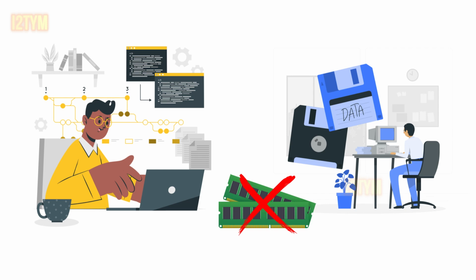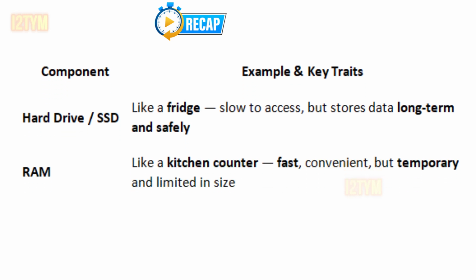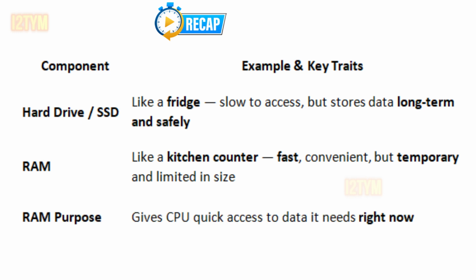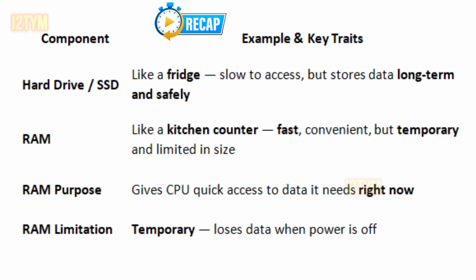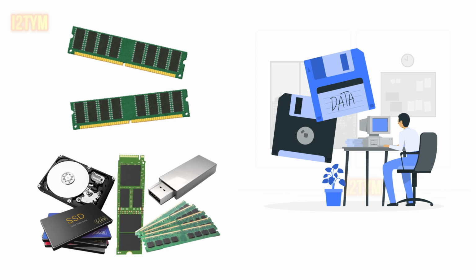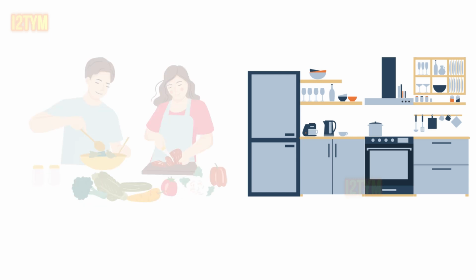So, to sum it up, the fridge is like your permanent storage, slower to access, but keeps everything safe long-term. The kitchen counter is like RAM, fast and convenient workspace, but temporary and limited in size. RAM's purpose is to give the CPU a quick way to access data it needs right now. RAM is temporary because it needs power to keep data, so when the computer shuts down, everything in RAM disappears. That's why having enough RAM is important. It's like having a bigger kitchen counter, so you can work on more things at once without slowing down.